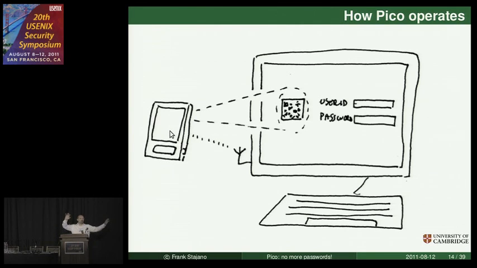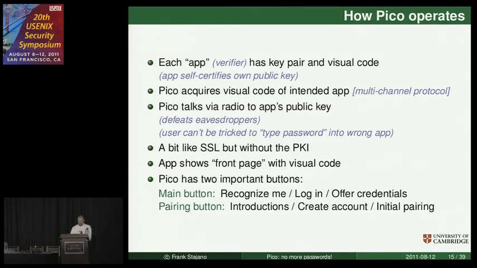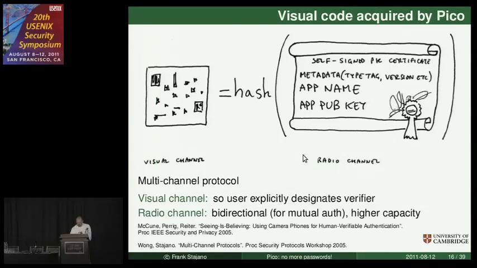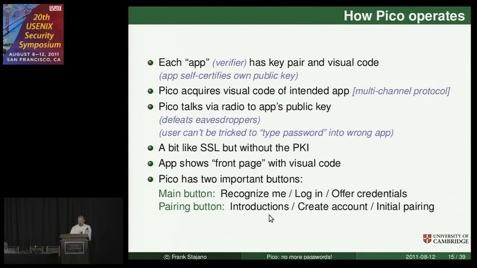The radio, you just talk to ghosts somewhere around you, and you don't really know who it is, but you establish who you want to talk to with the visual channel, and then you do all the rest of the stuff over the radio channel, which is bidirectional and can carry more bits. So I have a couple of references here. Main one is McEwen, Paragon, Writer, Seeing is Believing. We had a paper same year, multi-channel protocols, and it's an idea that is very appropriate for this particular application.